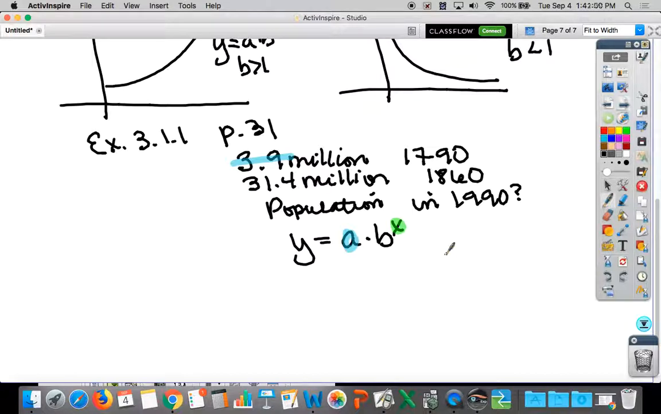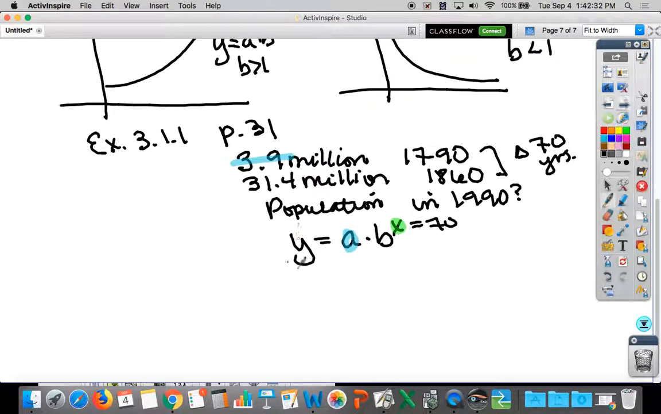70 years. My X is 70 because I went from 1790 to 1860, so that is a difference of 70 years. That's a triangle. It stands for delta. Delta meaning difference. So the time units from the start, my start was 1790, right? That was my ground zero. And then I went to 1860, so I advanced 70 years.